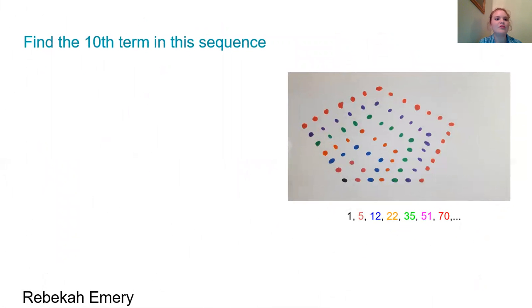Can you find the 10th term in this sequence? Let's look at the number pattern. At first glance, the string of numbers 1, 5, 12, 22, 35, 51, and 70 doesn't seem much like a pattern at all. Yes, the numbers increase each time, but the amount appears to be very random.